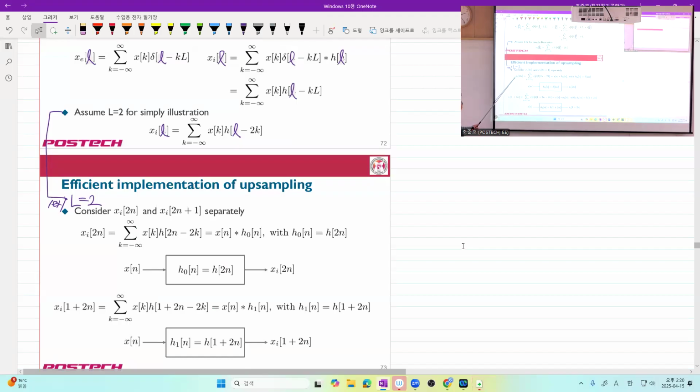As you see, the interpolated signal at the even time instant is given like this. And what you want to do is factor these two out so that you have h of 2n as your new impulse response, named h sub 0. 0 is an even number, so 0. So you have n, n, n. Ready?